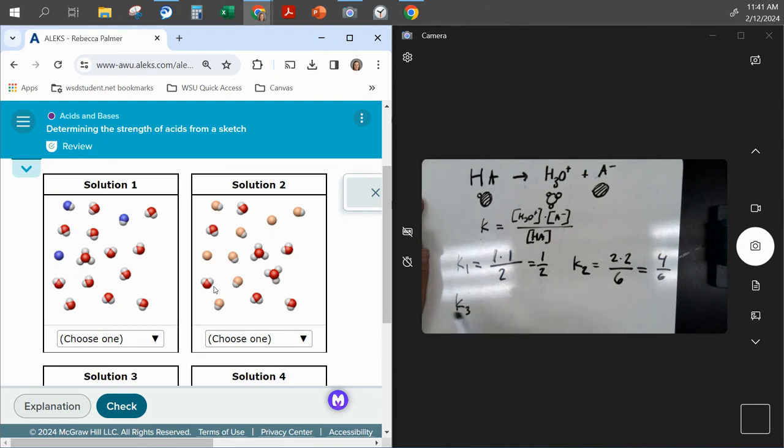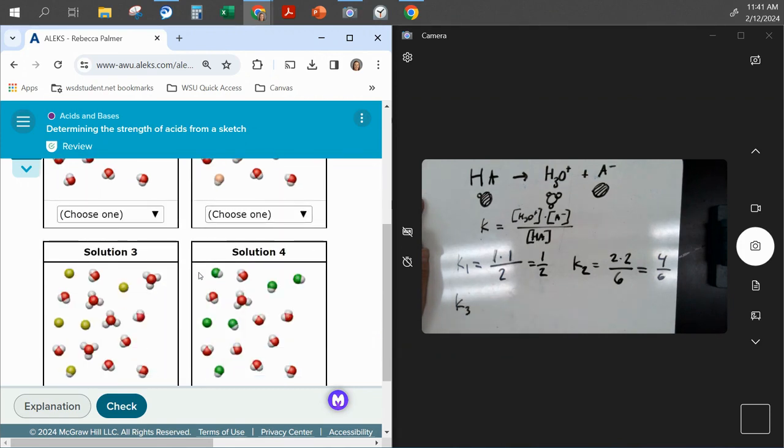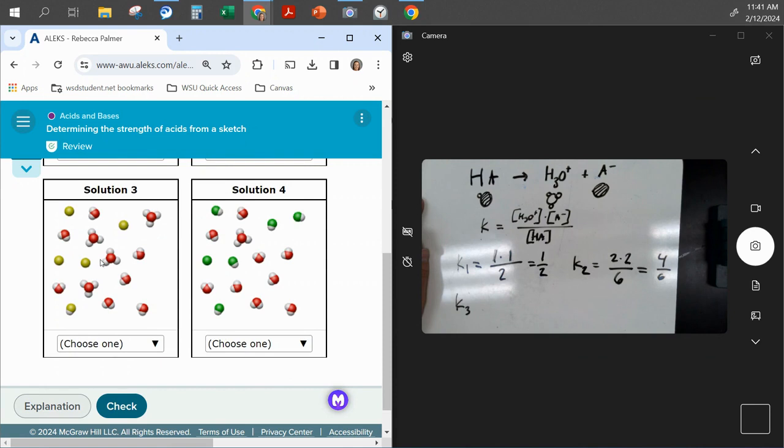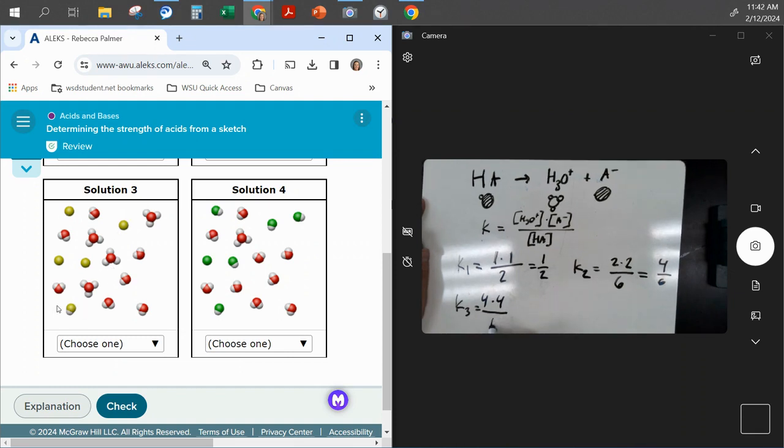Okay. Third solution. We're looking for hydronium. 1, 2, 3, 4. Then we're looking for the conjugate base without hydrogen. 1, 2, 3, 4. And then we're going to divide by the original acid. Oh, there's 1 right here, 1. So this would be 16 over 1. That's a big number.